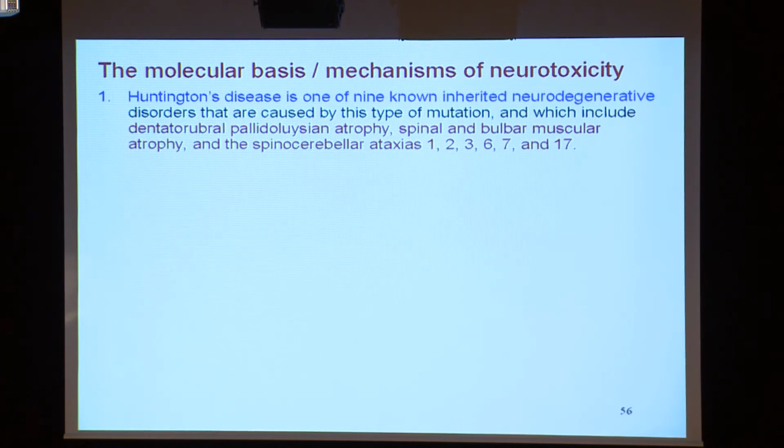But Huntington's disease is only one of 9 known neurodegenerative diseases caused by this type of mutation. So they include a disease called dentatorubropallidoluysian atrophy, spinal and bulbar muscular atrophy, which is a CAG repeat neuromuscular disorder. And there's a range of spinocerebellar ataxias, 1, 2, 3, 7, 17. We've been looking at spinocerebellar ataxia 1, and that's what we know most about, the mechanism of how this occurs.